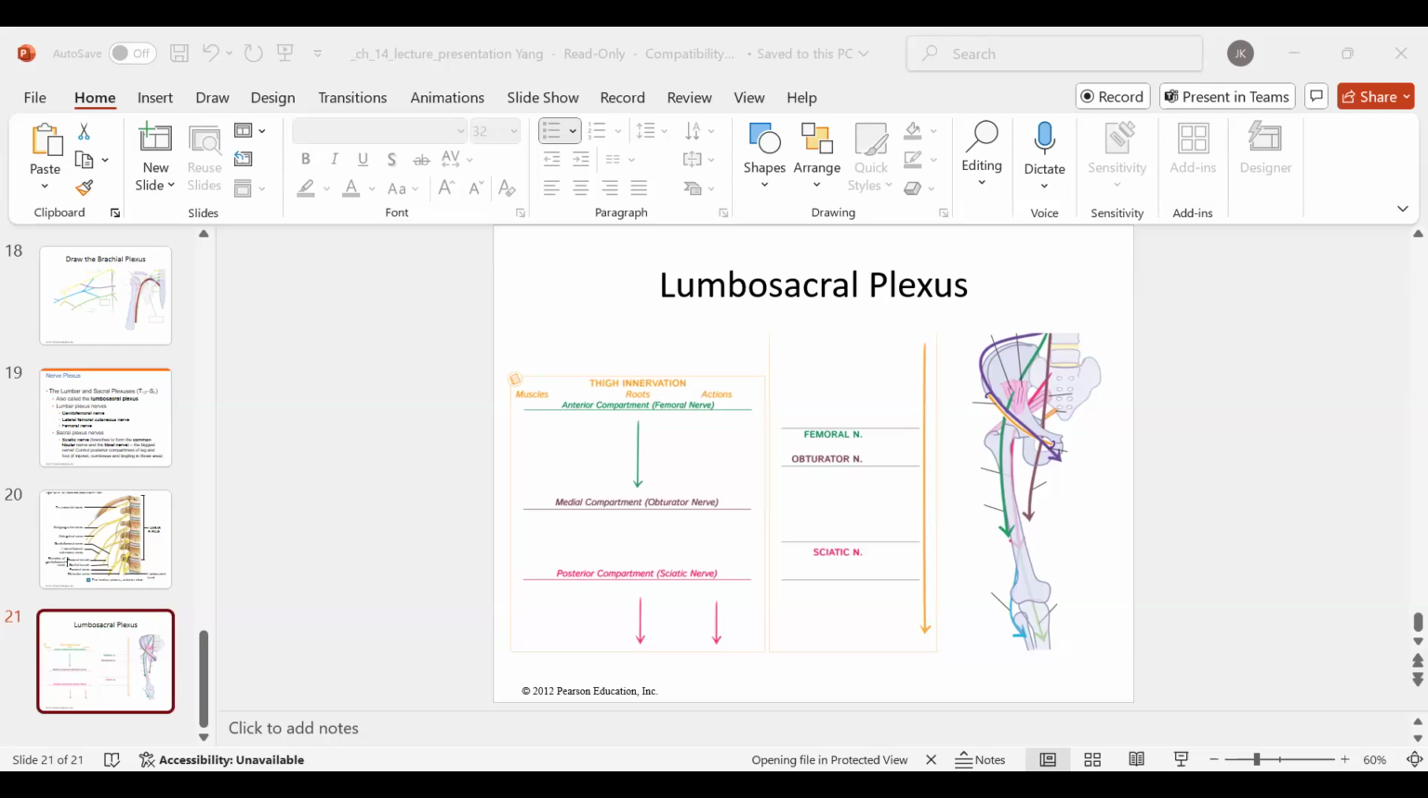This concludes the essentials portion of our lumbosacral plexus. Great. Hopefully that helped and you took the time to work on that.